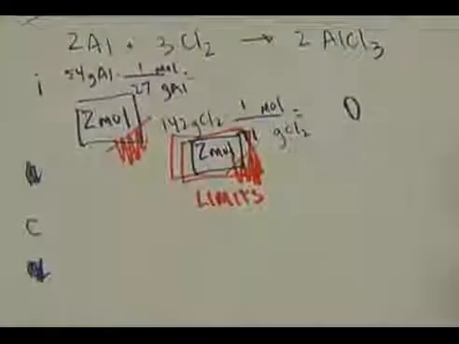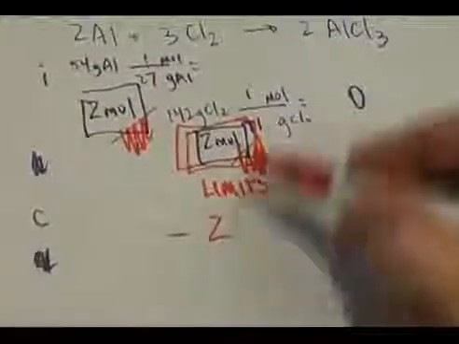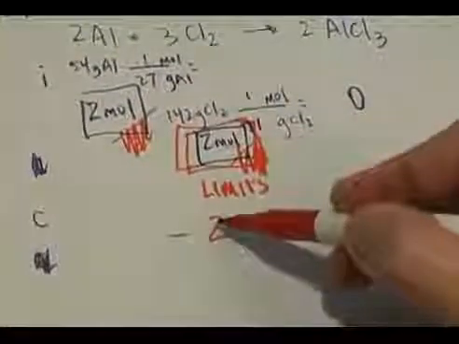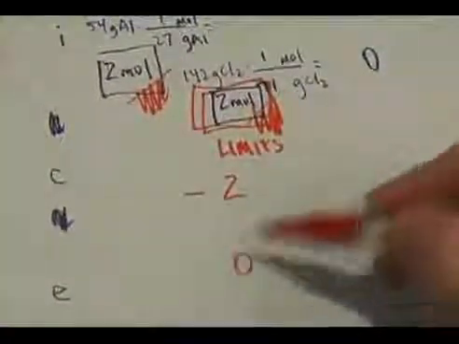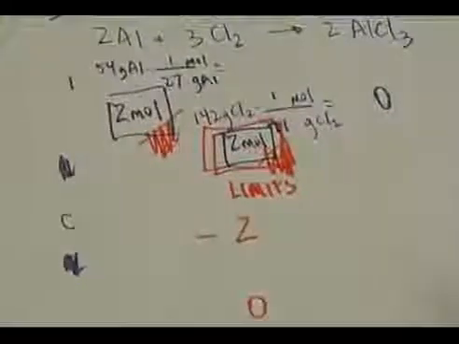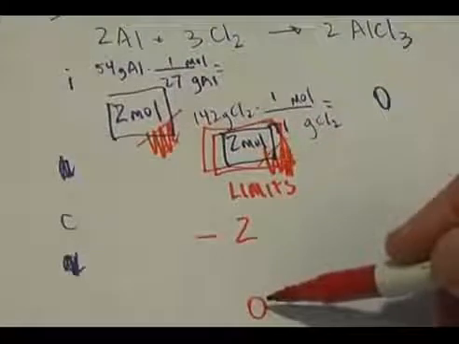Which, when I fill in my ice table now to help answer B and C, I know I'm going to use up all of the chlorine I have. So I have 2 moles, I'll use up 2 moles, and I'll end up with 0 moles right here in the end. So doing my ice table, start with 2, lose 2, end with 0.